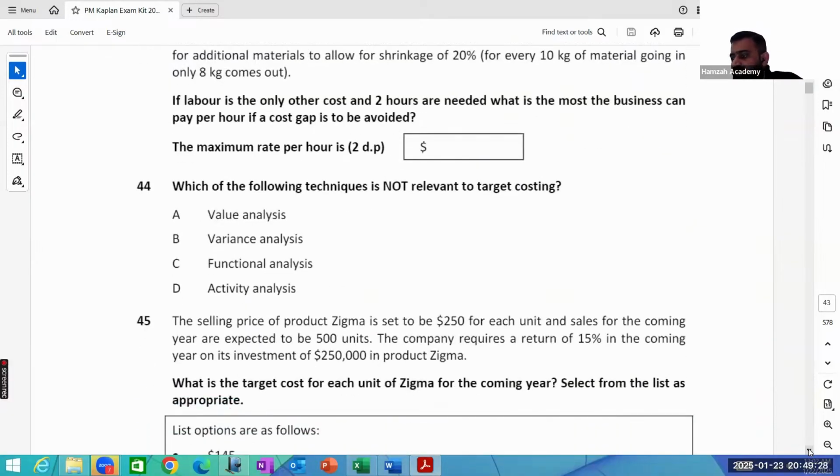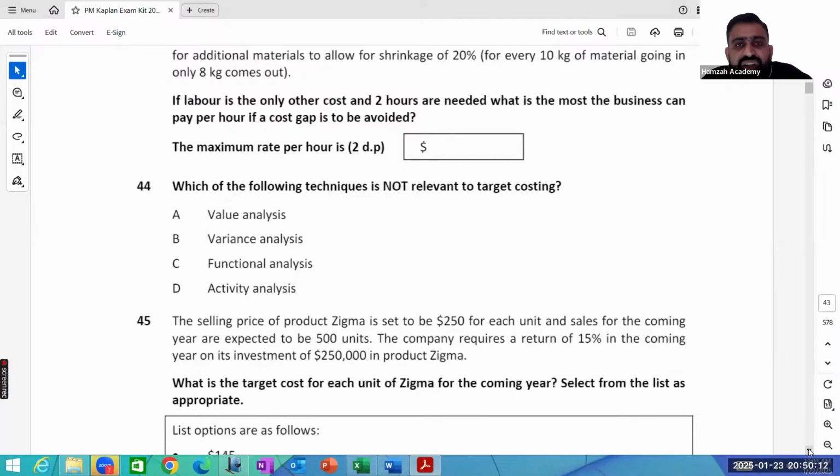We haven't studied the theory of variance analysis, and we have question 44 from the theory. But let's do it, and then inshallah, in the next class, we will be discussing the theory of target costing as well. So the question is, which of the following techniques is not relevant to target costing? Basically, we're talking about the techniques through which we can reduce the cost gap. There are 4 techniques given in the options: value analysis, variance analysis, functional analysis, and activity analysis. And let me tell you, the answer is variance analysis.